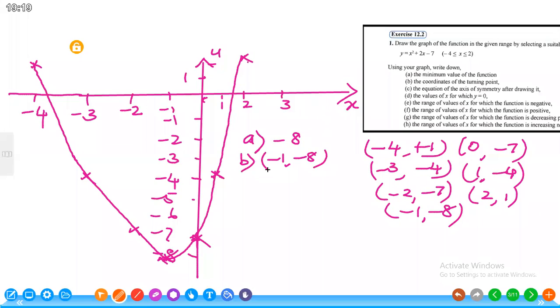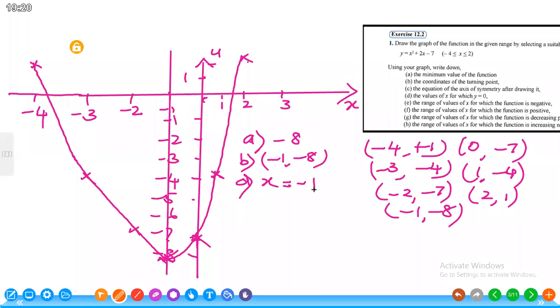Okay, right. C part, the equation of the axis of symmetry. What is the equation of the axis of symmetry? Here, this graph is symmetric about the line x is equal to negative 1. So the equation of the axis of symmetry, C part, is x is equal to negative 1.